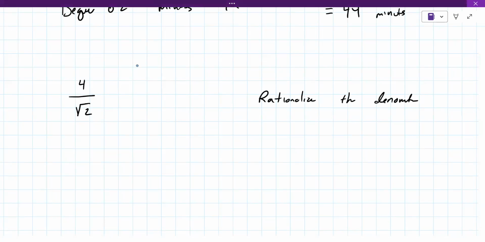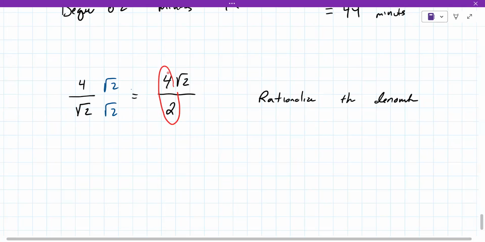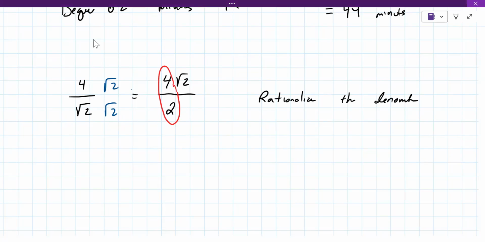The square root of 2. What does the bottom become? 2. Okay. Now you can simplify outside the root. So 4 over 2 is 2. So we got 2 square root of 2.